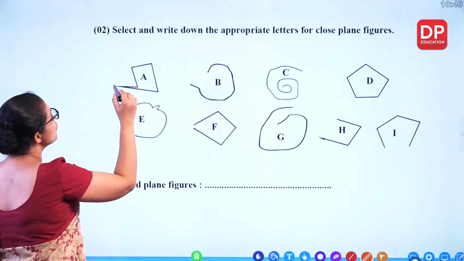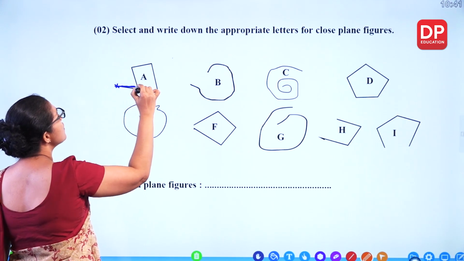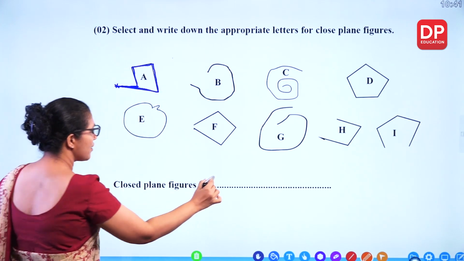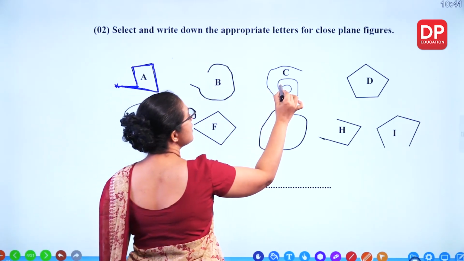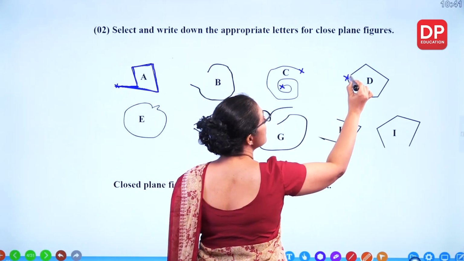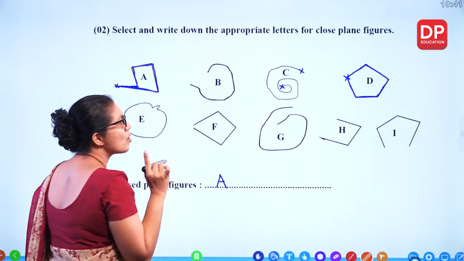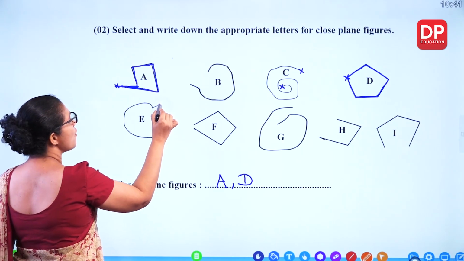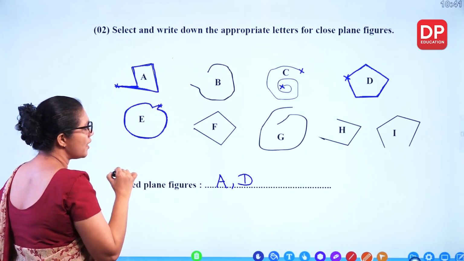So this one, when you start from a point, if you can come to the same position, that's a closed one. So you can see this is a closed one. This one, there's a gap. That's not a closed one. Starting point is here, end point is here. Not the same. But when you take this one, you can go round and come to the same position. That's a closed figure. What about E? You can start from here. Come to the same position.